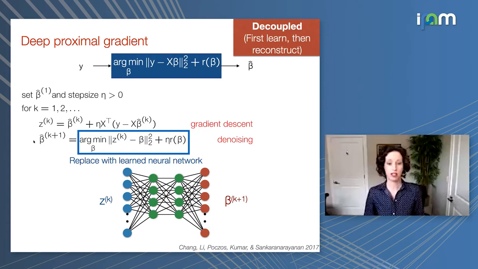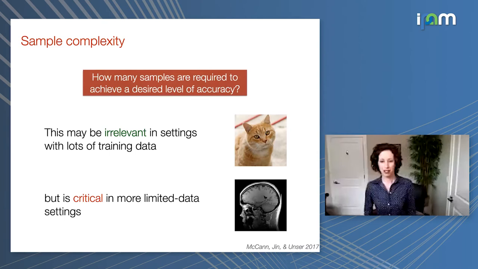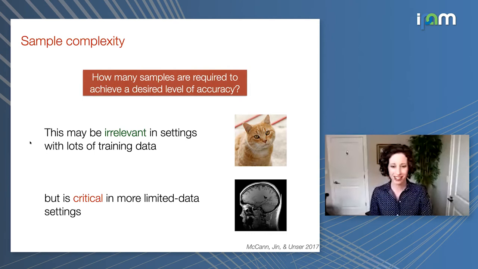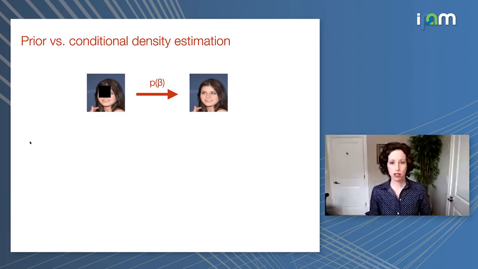So this is also an example of a decoupled approach where we suffer when we have a relatively small number of training samples. If we wanted to reconstruct images of things like cats, then maybe we don't care how sensitive we are to the number of training samples, because we have an infinite supply of images of cats. But there are many applications, for instance medical imaging, where we have far fewer training samples available to us. And so developing methods that are going to work, even when we have a small number of training samples, is pretty essential. Okay, so let's think about why these decoupled approaches can be problematic.